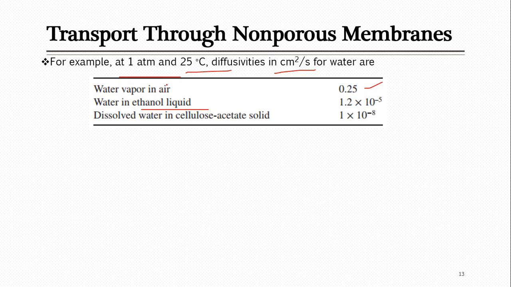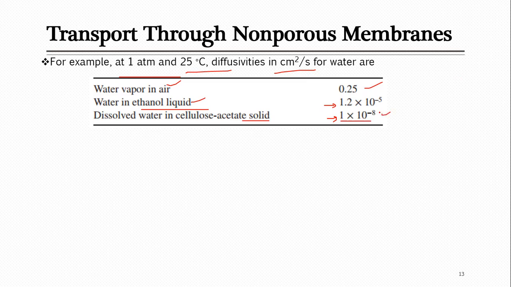That was diffusion through gas. Next, diffusion through a liquid, ethanol. The same component, the same species, but now its value has decreased. And if you look at dissolved water in cellulose acetate, now it has to pass through a solid, so its diffusivity is even less. Overall, you can see that the same component passing through gas, liquid or solid has decreasing diffusivity. Membranes are solid, so anything passing through them will have the lowest diffusion.